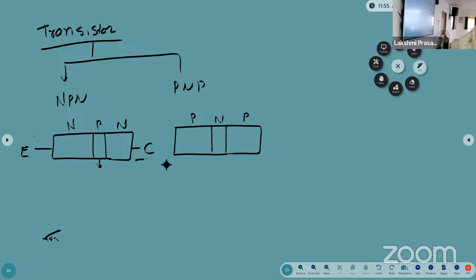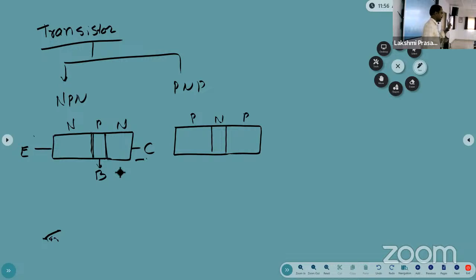Moderately. Now, how many junctions are there in the NPN transistor and PNP transistor? Two junctions. What are the two junctions? Now you can tell me in terms of this is the emitter, this one is base and this one is collector. The two junctions are formed between which regions? One is between emitter and base, and this one is between base and collector.